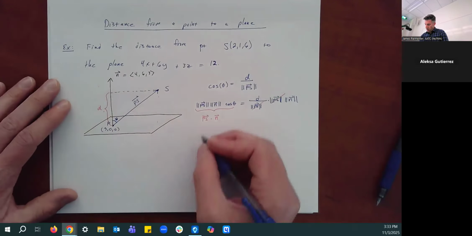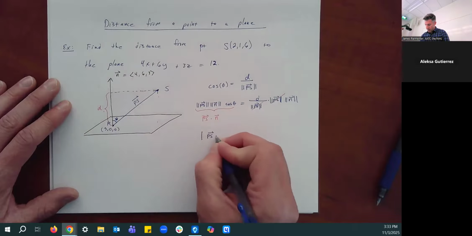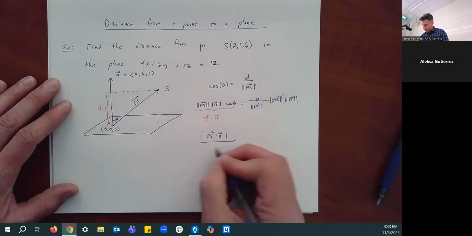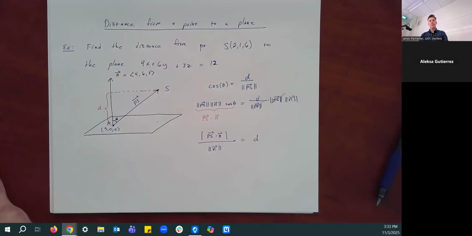So here, we're going to get the absolute value of the dot product of PS and N, and then we're going to divide by the magnitude of N. And that is going to be the distance we're trying to find. Much easier to calculate.